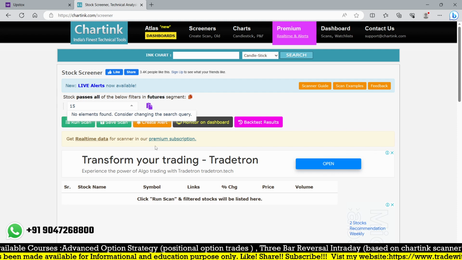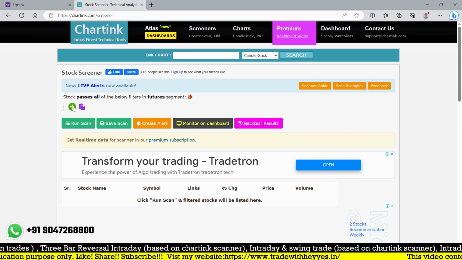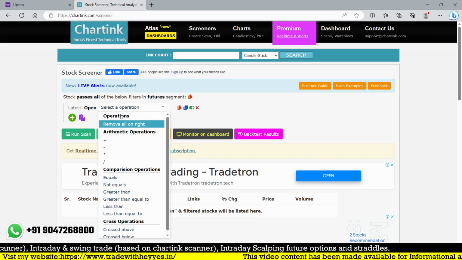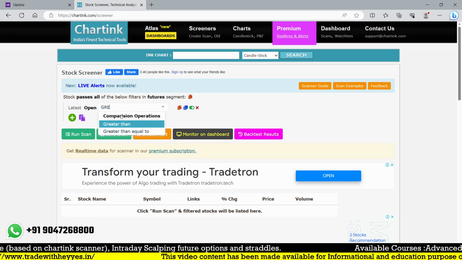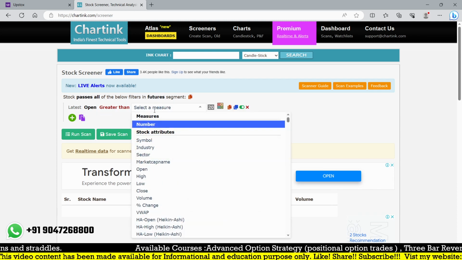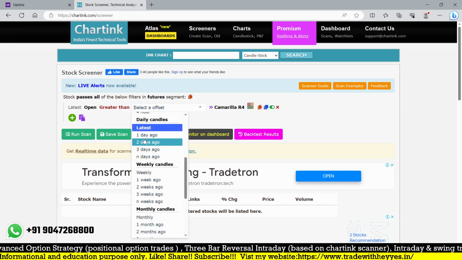We can take a 15 minute timeframe, so 15 minutes open. Let me do it. The open price, and we can add a lot more conditions, but it's a simple condition. I'm just creating it with the custom indicator. It must be in Camarilla R4. Those are the custom indicators which we have created.